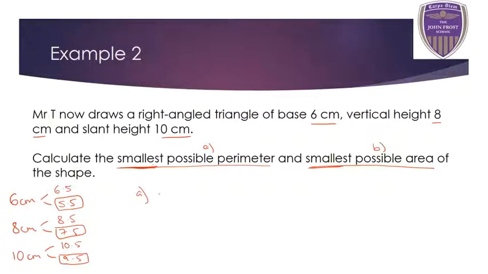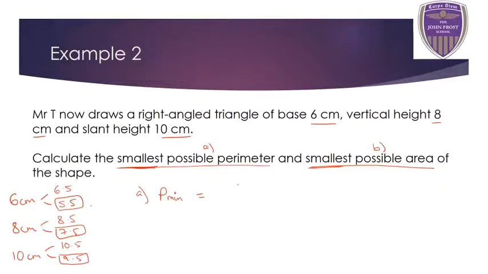So part A, smallest possible perimeter. Okay, so this time I'm going to write P for perimeter, but then min for minimum, so the smallest possible perimeter. Well, the perimeter of a shape, like we just did with a rectangle, is the distance around the outside, isn't it?